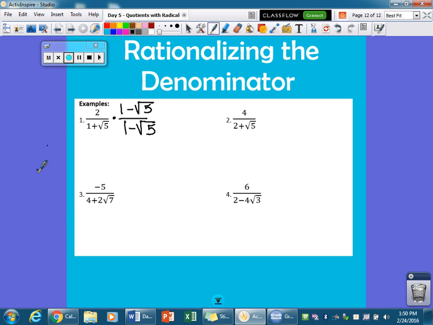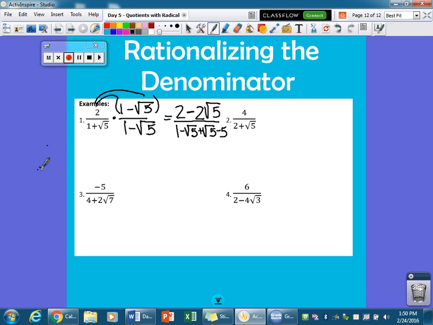Okay, so now I'm going to multiply this out. My numerator, think of it as you're distributing that 2 to both terms. So we have 2 minus 2 square root of 5 in my numerator. My denominator, I'm going to write out the full work for the first two, and then I'm just going to skip that middle part for the other ones. So we have 1 times 1, which is 1. 1 times negative square root of 5, negative square root of 5, plus square root of 5. And then square root of 5 times negative square root of 5 is simply 5.